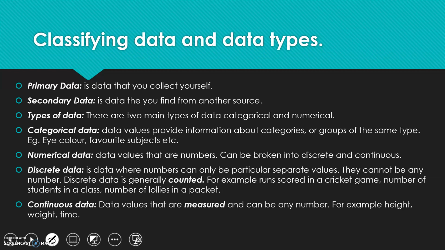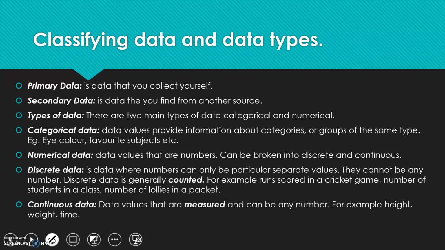There are two main types of data: categorical and numerical data. Categorical data are data values that provide information about categories or groups of the same type. This can be things like eye color, favorite subjects, brands of car, that kind of thing. Numerical data are data values that are numbers, and this can be broken down into two categories, discrete or continuous.